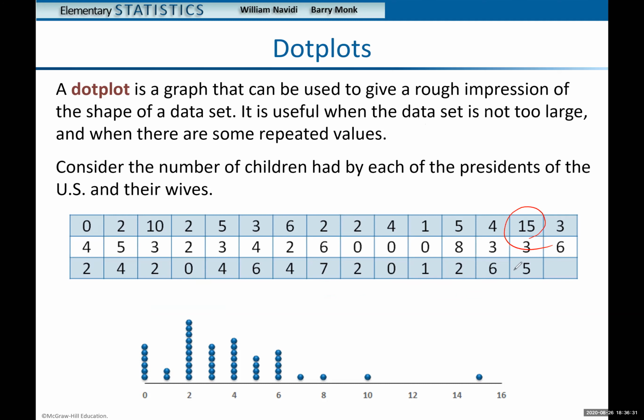Easy, right? Also, you can use a bell-shaped curve here, just like what you did for the stem and leaf plot. And obviously, this is skewed to the right. Okay? Any questions?